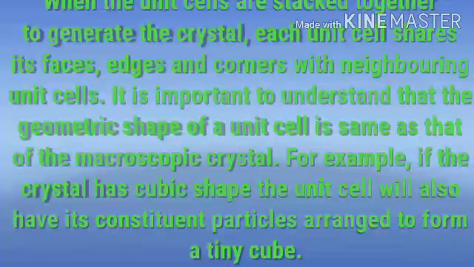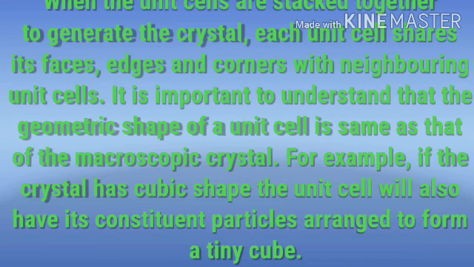When the unit cells are stacked together to generate the crystal, each unit cell shares its faces, edges, and corners with neighboring unit cells. It is important to understand that the geometric shape of a unit cell is the same as that of the macroscopic crystal. For example, if the crystal has a cubic shape, the unit cell will also have its constituent particles arranged to form a tiny cube.